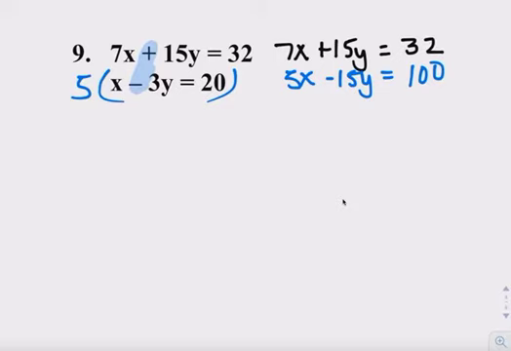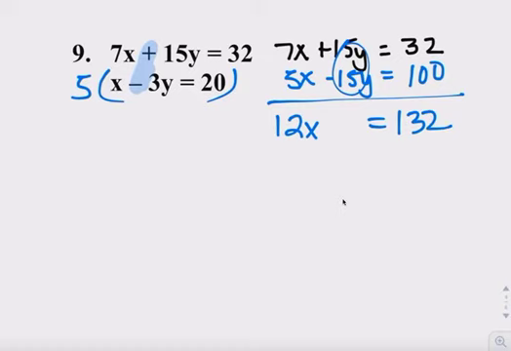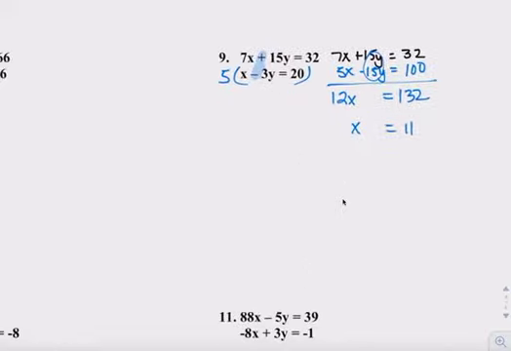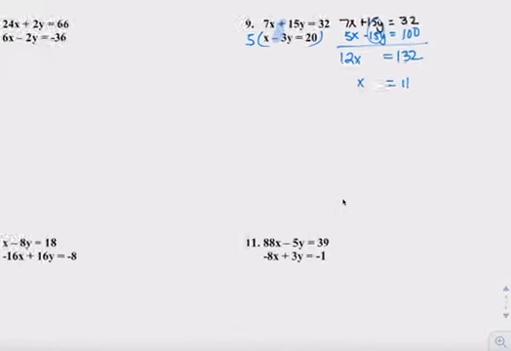Okay, that gives you 12x equals 132. 132 divided by 12 is 11. So x is 11. Then you solve for y. I assume you guys know how to solve for y. I'm not going to do that.